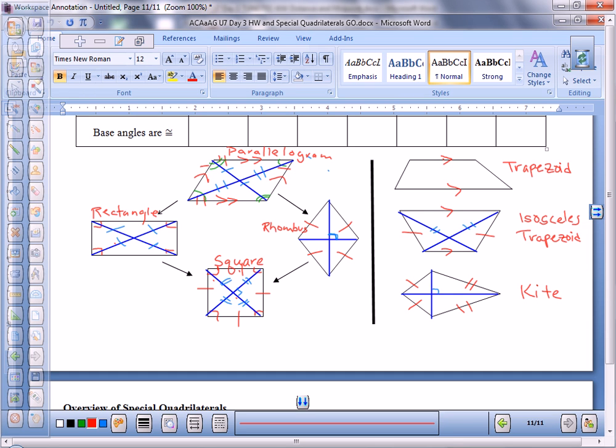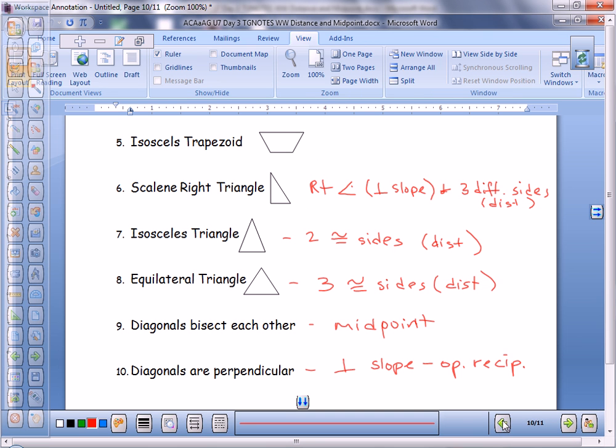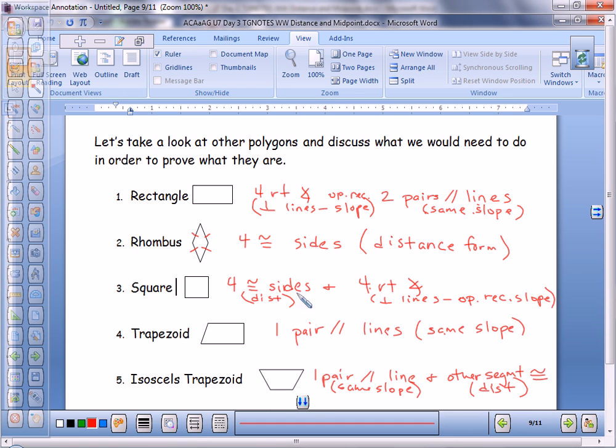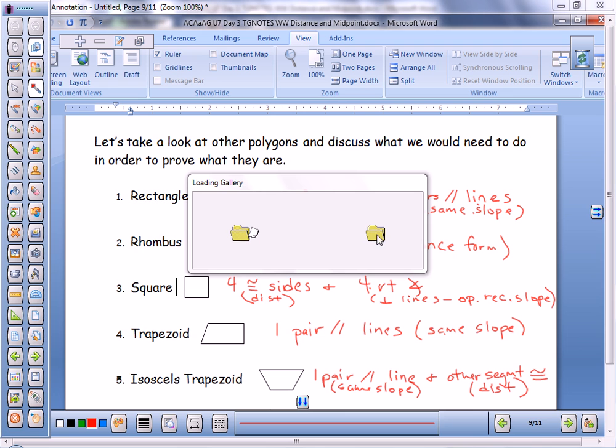So, now that we refreshed ourselves on all the stuff about them, let's go back and see, what do we need? No, wrong button. Boo. Okay. There we go, right button.